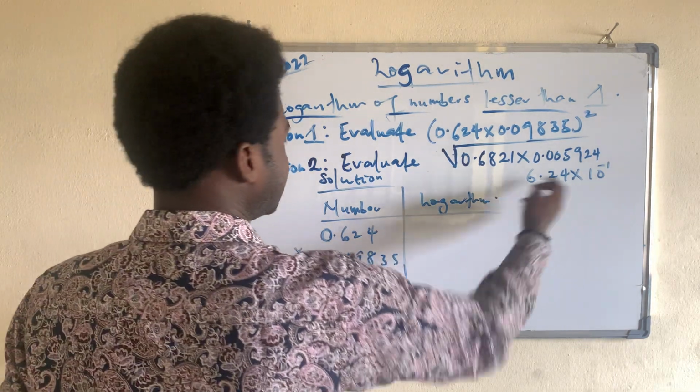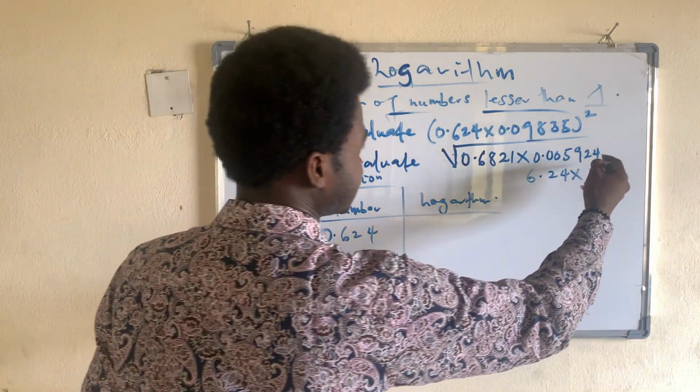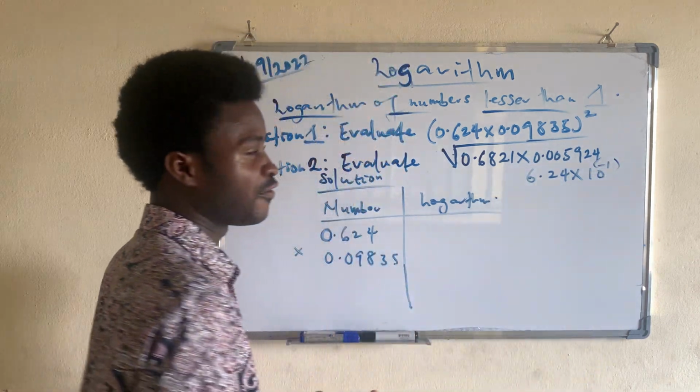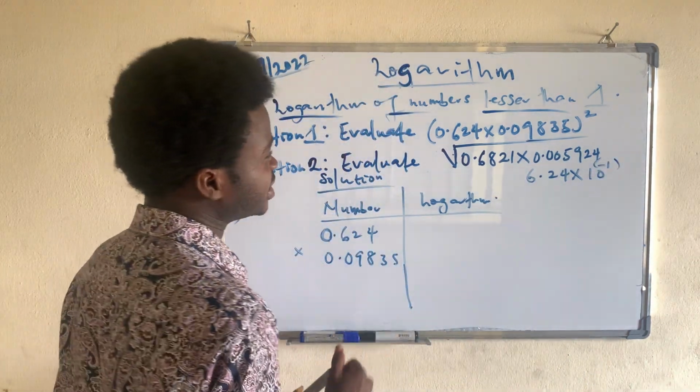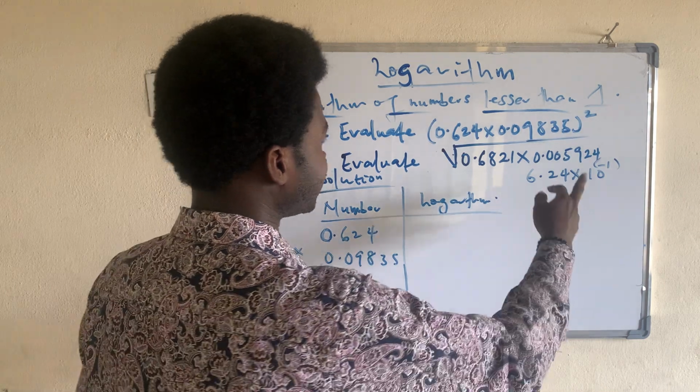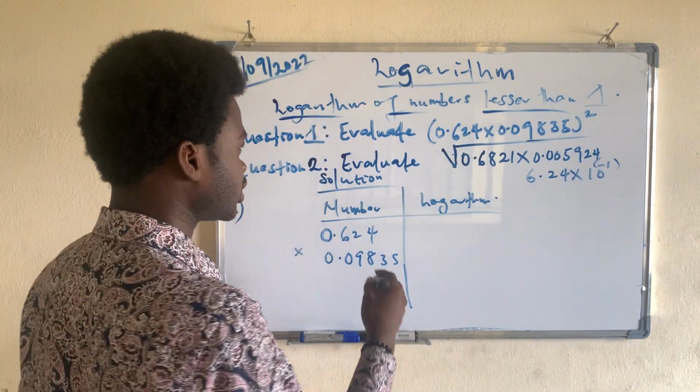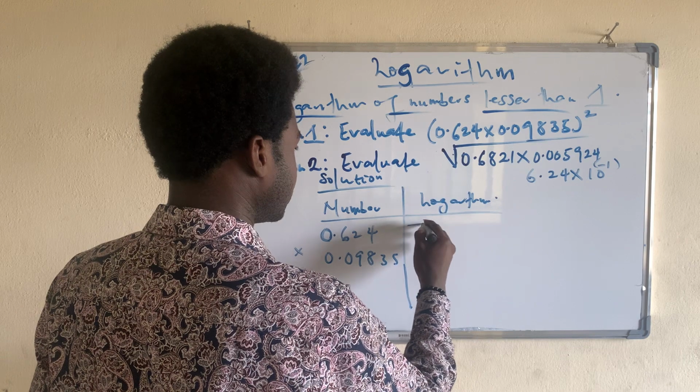So my characteristic is always the power of 10, which is minus 1. We write that as bar 1.